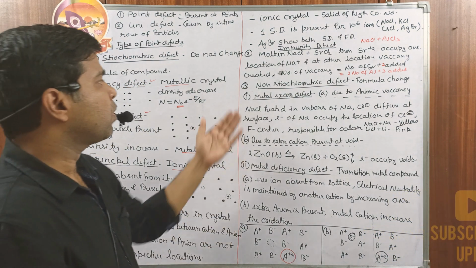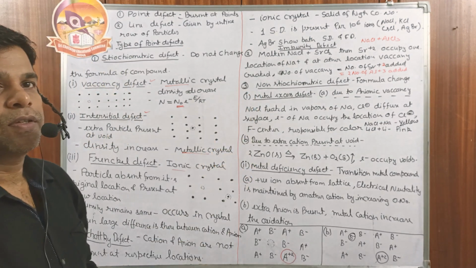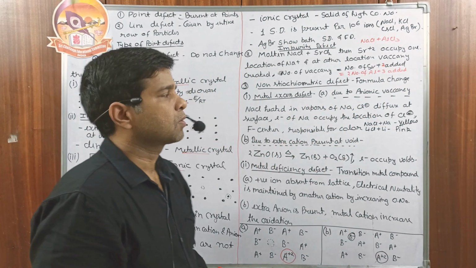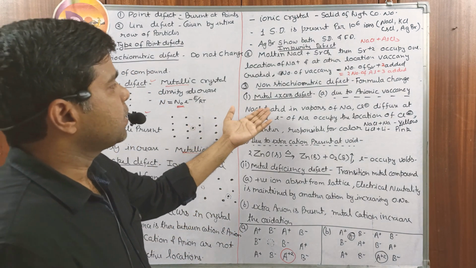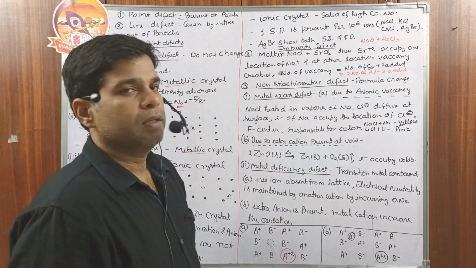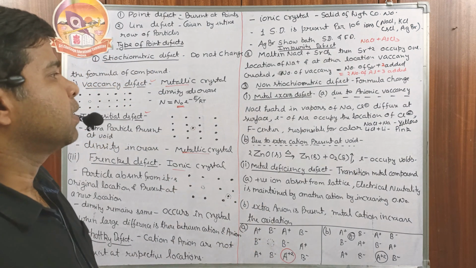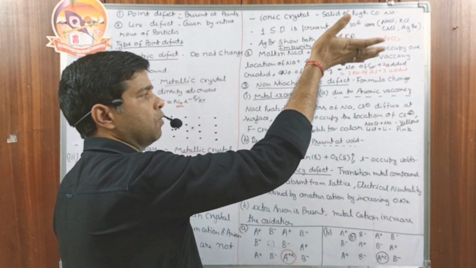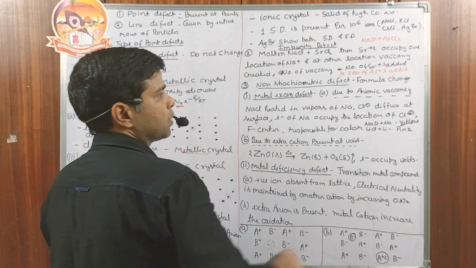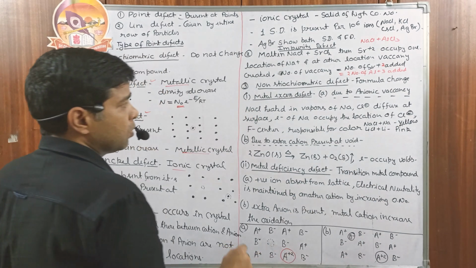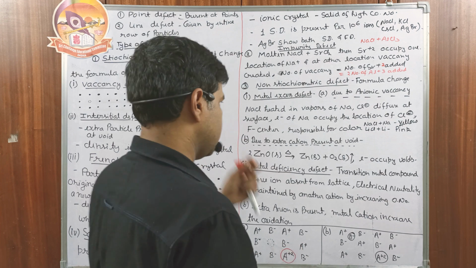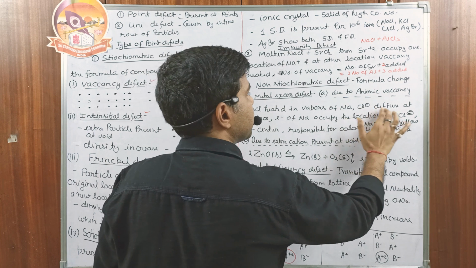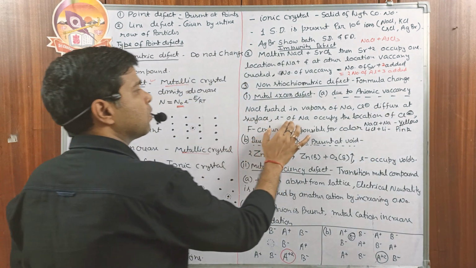Okay, we have two types of defect, metal excess defect and metal deficiency defect. The metal excess defect may be due to an anionic vacancy. What happens if NaCl is heated in the vapor of Na? Some of the Na is deposited at the crystal. Then one of the Cl- diffuses to the surface where the new Na+ is present, and the electron lost by the Na will occupy the original location of the Cl-.